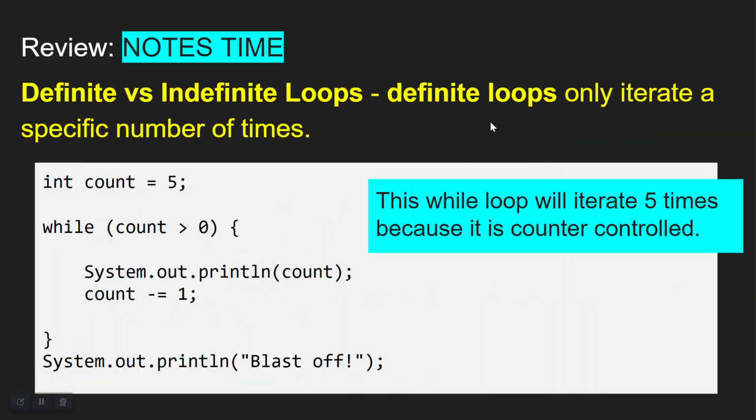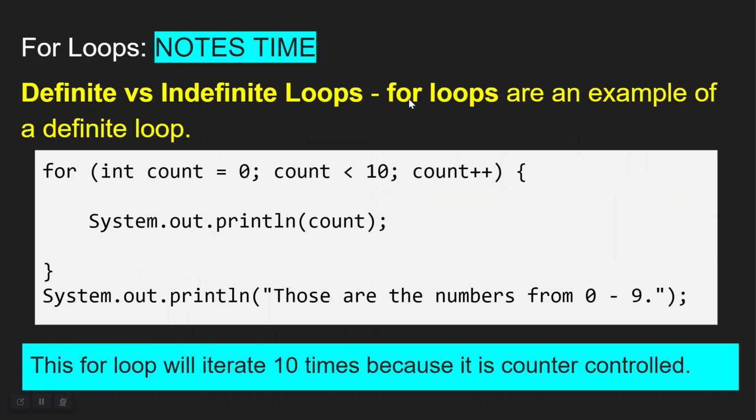And you also have what are called definite loops with while loops, and one like this where you actually have a count variable, and it's the count variable that actually controls the while loop. And again, you're giving it your starting point, your end point, and you're giving it a way to move forward. This loop will iterate 5 times because it is counter controlled. It's a definite loop. Well, in this lesson, we're going to be learning about for loops, and for loops are an example of a definite loop.